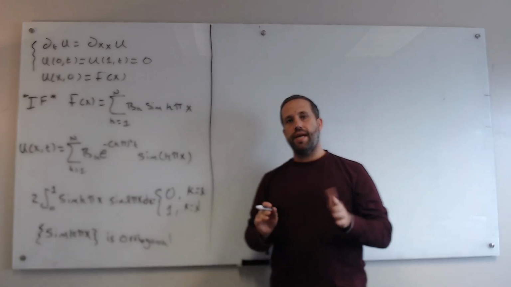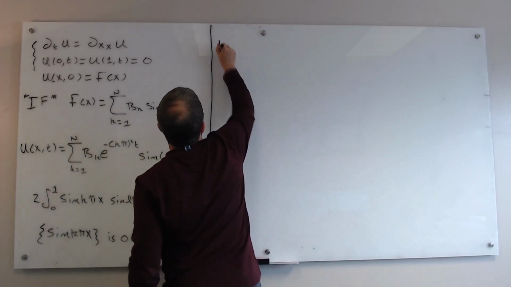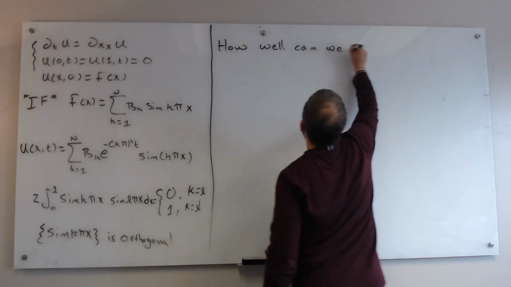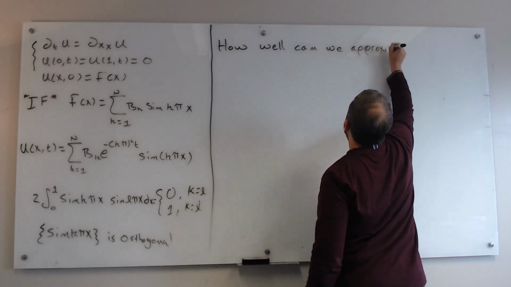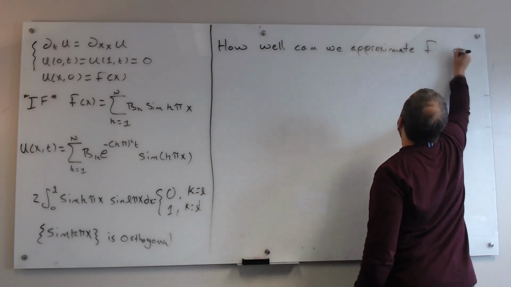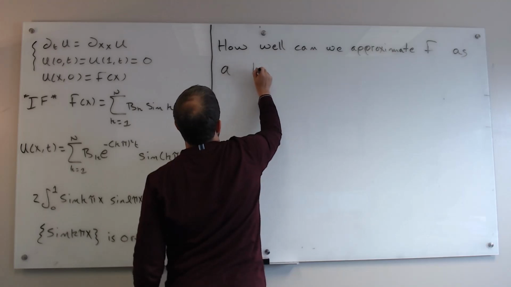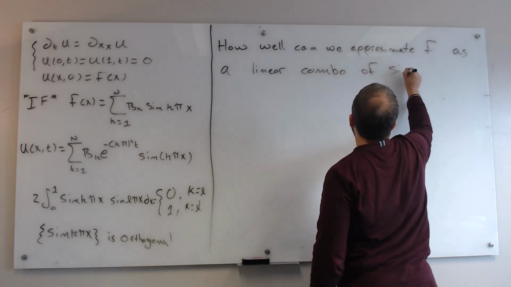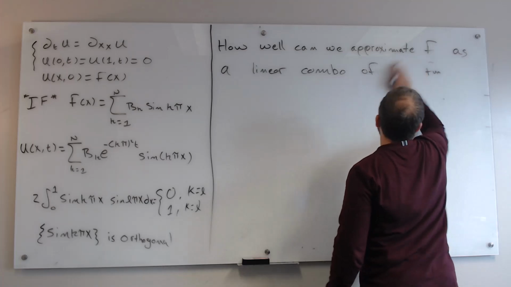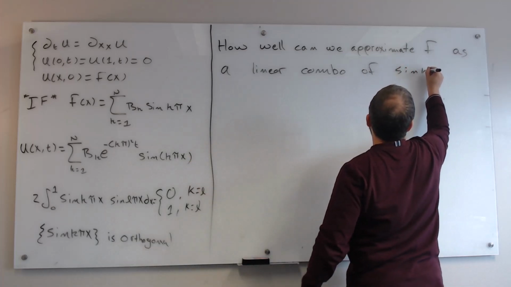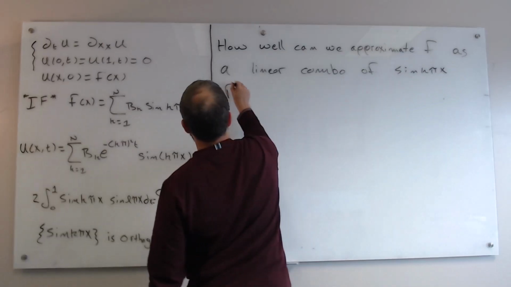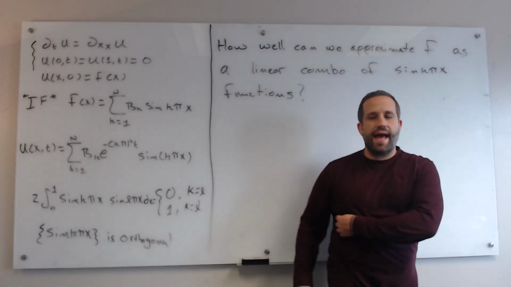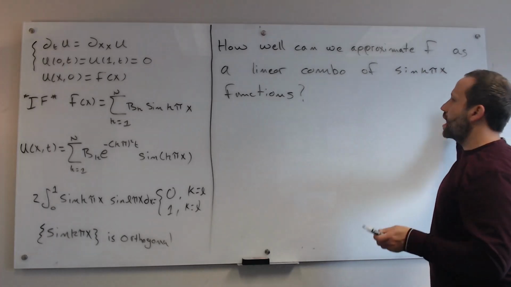Okay, so the backup question that we're going to ask is, how well can we approximate f as a linear combination of sine functions? And not just any sine functions, these sine k pi x functions. So how well can we approximate f as a linear combination of these sine k pi x functions?